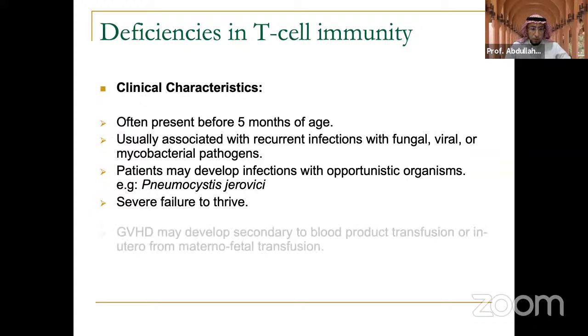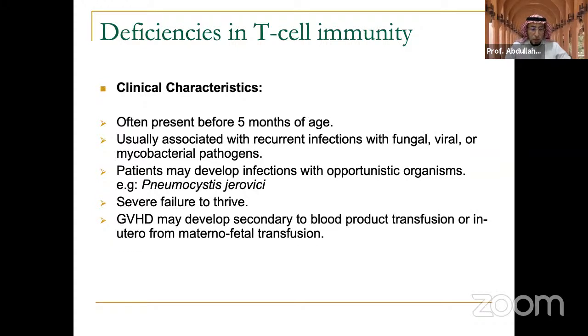The patient also will have severe failure to thrive, and they may also present with graft versus host disease secondary to blood product transfusion, because the blood product, packed RBCs, will contain some white cells. Therefore, those patients should only receive irradiated packed RBCs to eliminate white cells. Or it may happen secondary to in utero maternal fetal transfusion.